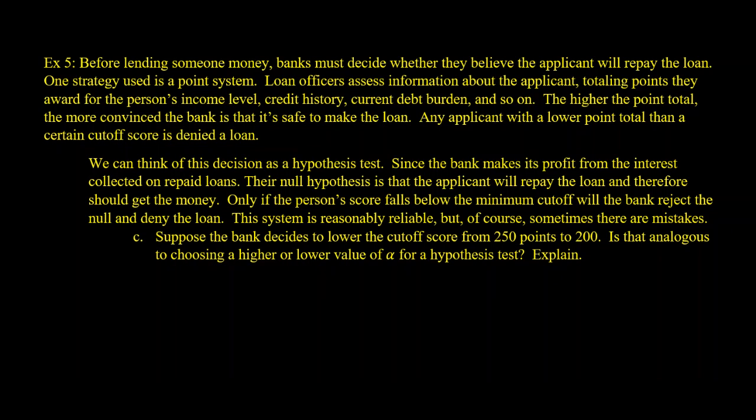Suppose the bank decides to lower the cutoff score from 250 points to 200 points. Is that analogous to choosing a higher or lower value of alpha for a hypothesis test? Explain.